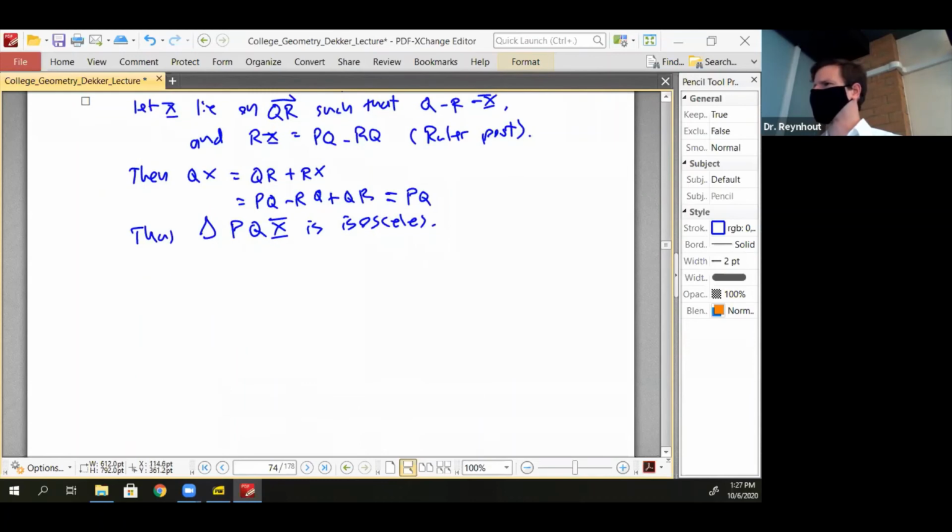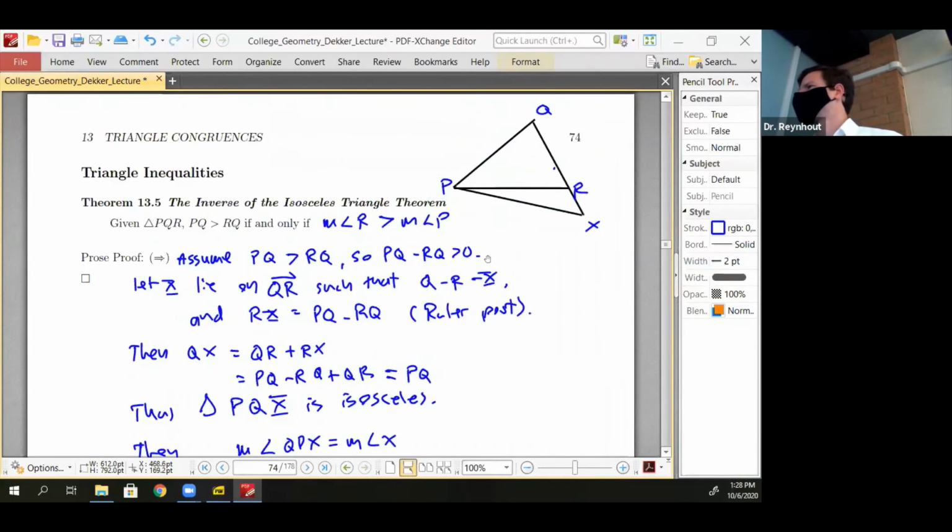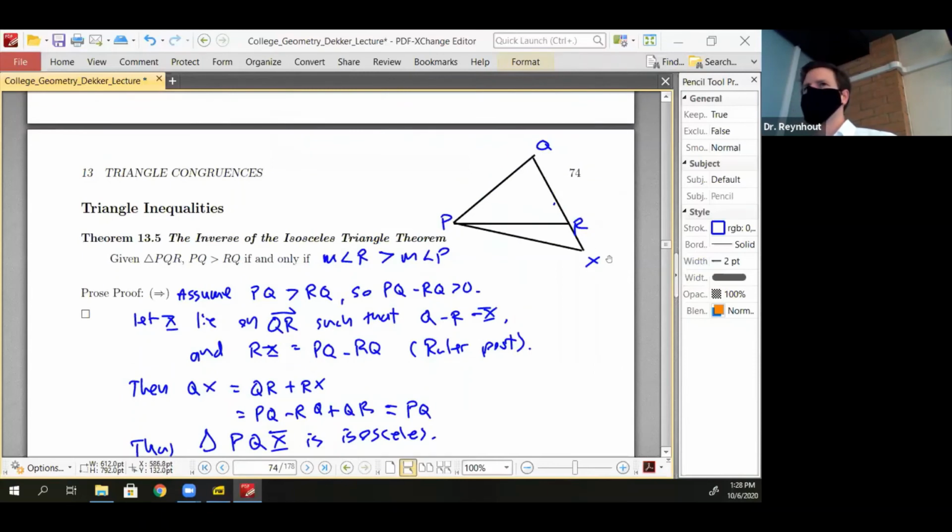Let me make those statements. Three things. The measure of angle QPX is equal to the measure of angle X. QPX, right? This one here is congruent to this one, so the measures are the same. All right, so then let's label a couple of angles in here. Call this one from the original triangle angle 1, and this one from the original triangle angle 2.